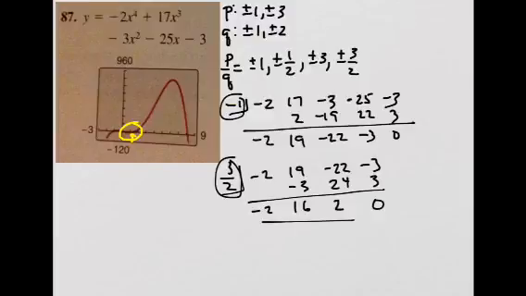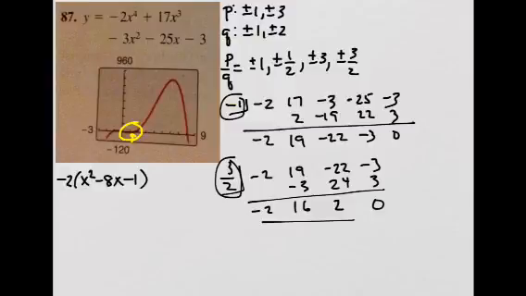So this is a polynomial, and notice how they're all divisible by 2. So I'm going to go ahead and factor out a -2. So this would be x squared minus 8x minus 1. And again, this obviously does not factor. So I'm going to have to use the quadratic formula.